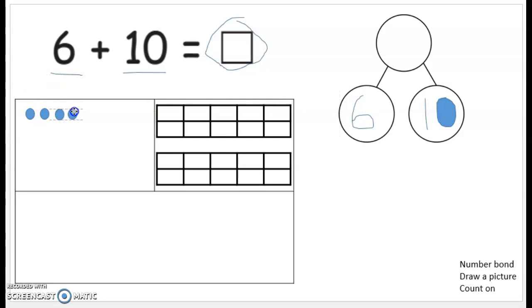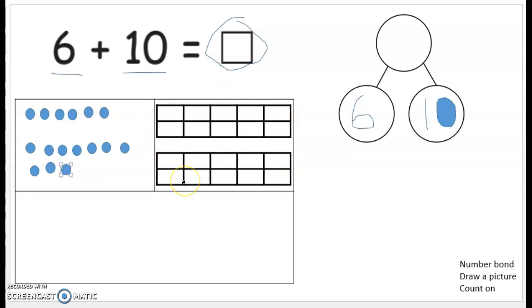1, 2, 3, 4, 5, 6, and 10. 1, 2, 3, 4, 5, 6, 7, 8, 9, 10. And in the beginning, the kids draw both parts and they count them all up and they find the whole, or the total. As the kids move on, we use 10 frames.